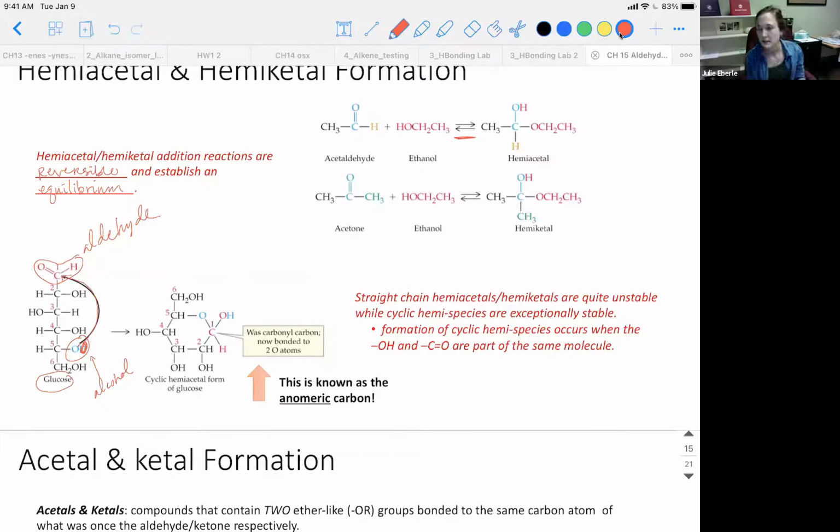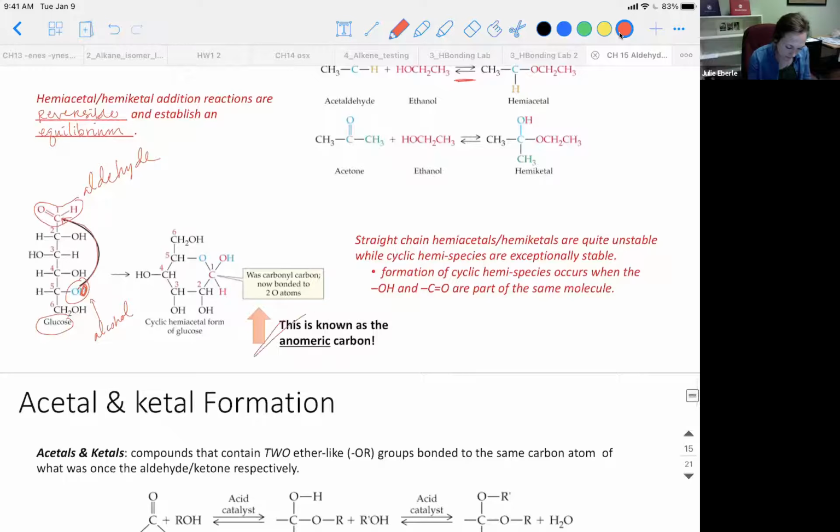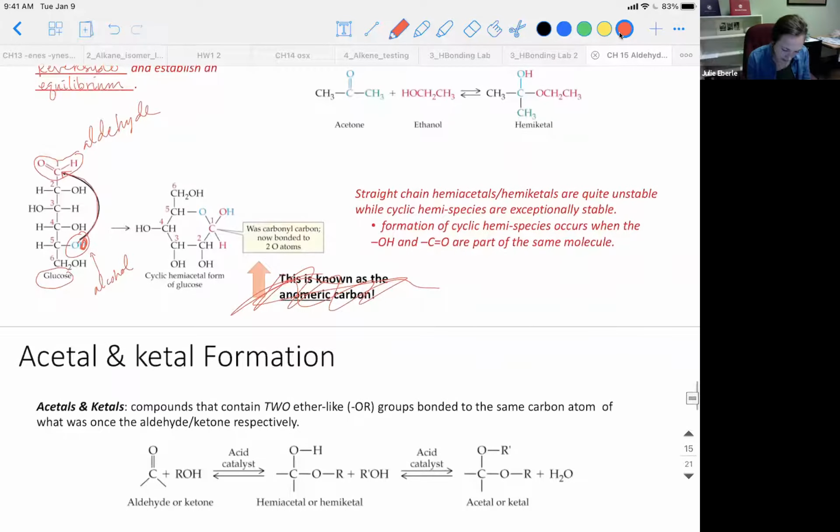Now we're really going to dissect this when we get to chapter 20, but I just want you to know this can happen when you have both functional groups within the same molecule and it just forms a ring structure, okay? Don't worry about this right now. I don't want you to know what an anomeric carbon is. We're going to get to that in chapter 20, okay? So straight chain hemiketals are quite unstable, but cyclic hemiacetal or hemiketal species, when I say species, I mean molecules, are exceptionally stable. That's why these monosaccharides do this a whole lot.